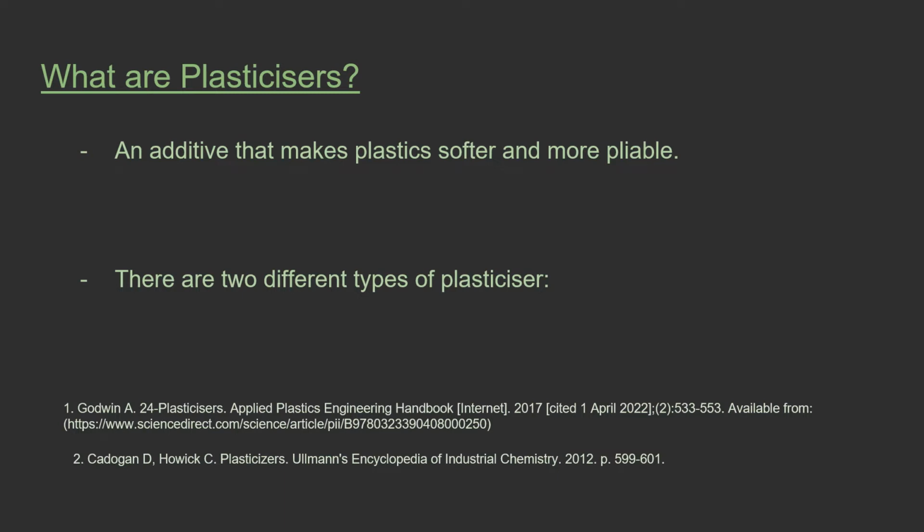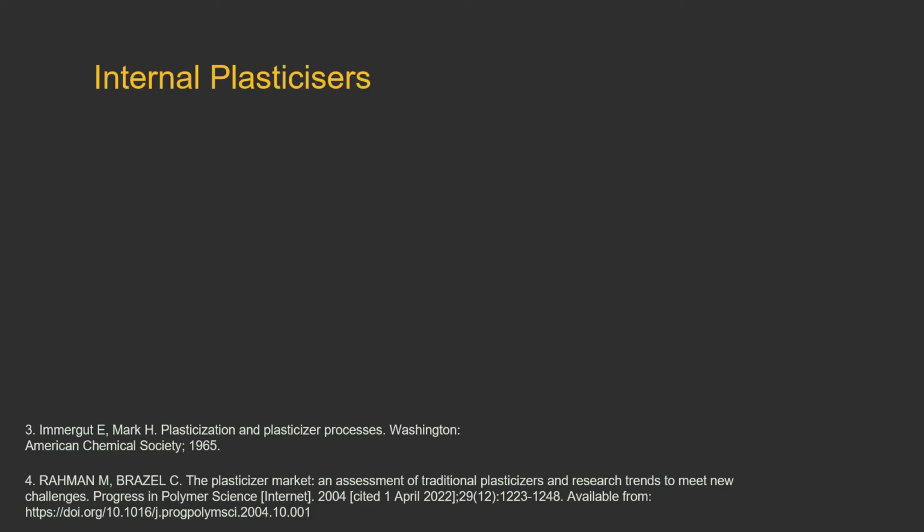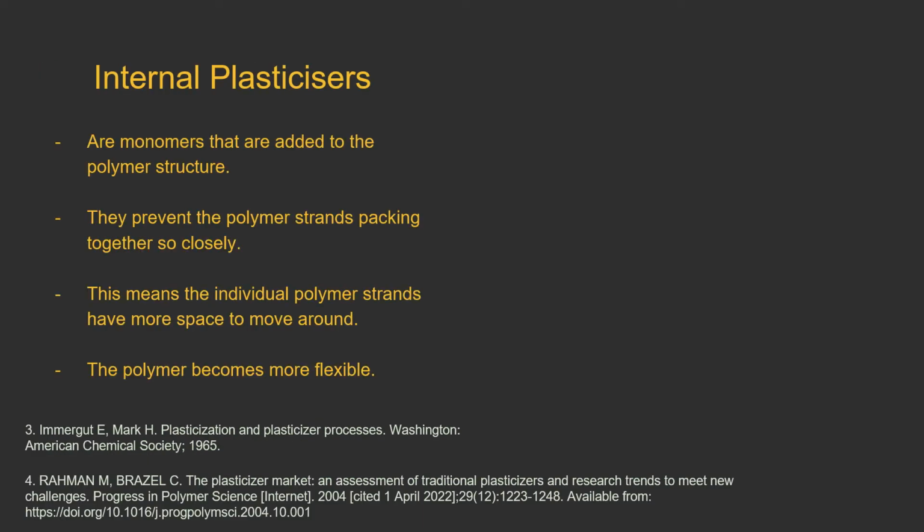Now plasticizers are molecules added to polymer matrices to make them softer and more pliable. They even lower the glass transition temperature, the temperature above which a material becomes flexible. Let's also note that there are two different types of plasticizer. The first is internal. Now, these are monomers that disturb the ability of the polymer strands to pack closely together. This means that the individual strands have more room to move around, allowing the material to become more flexible.